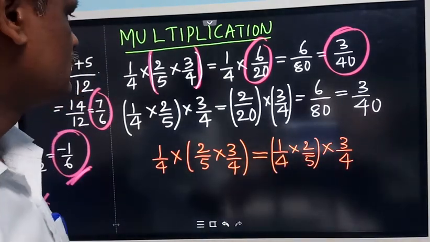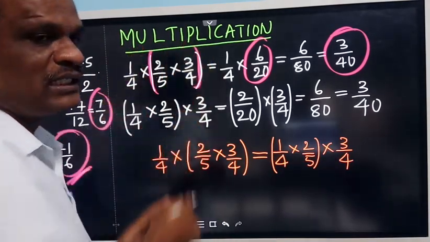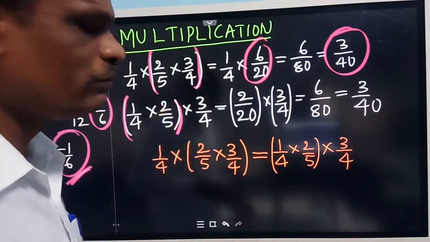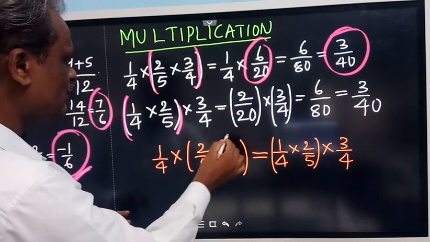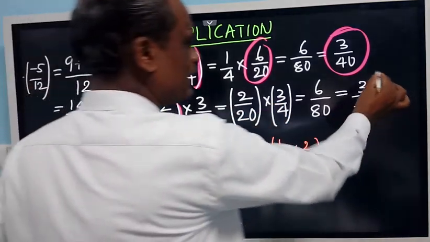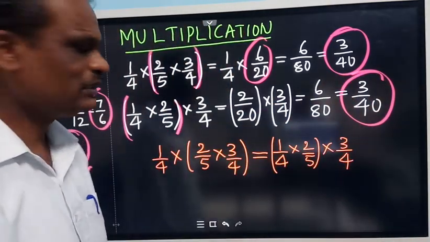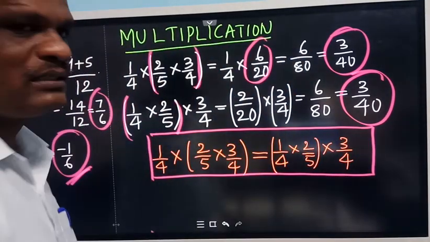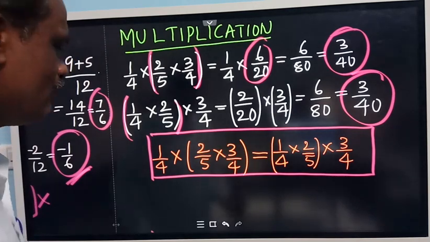Now change the grouping. Instead of the last two numbers, you multiply the first two numbers. 1 by 4 and 2 by 5. So you are getting 2 by 20 into 3 by 4. This 3 by 4 as it is. Again the product you are getting is the same number. So that means multiplication holds good. Rational numbers are associative under multiplication.